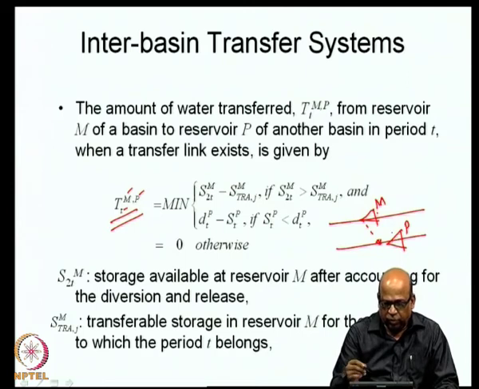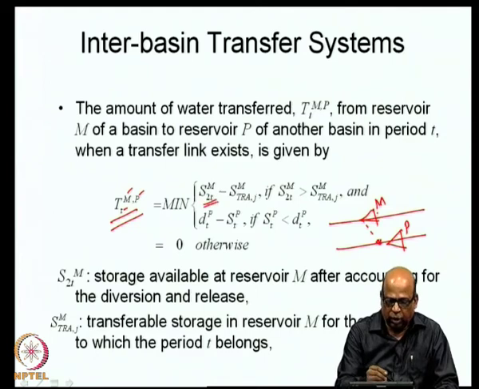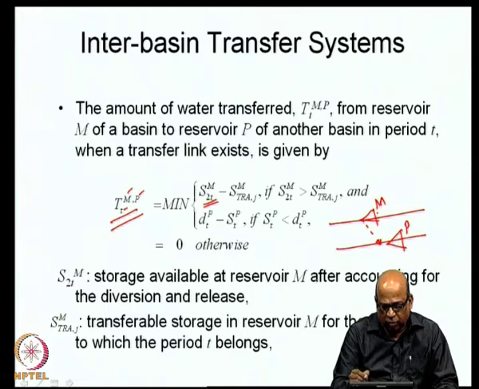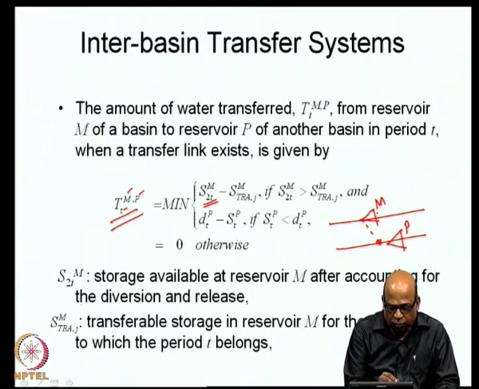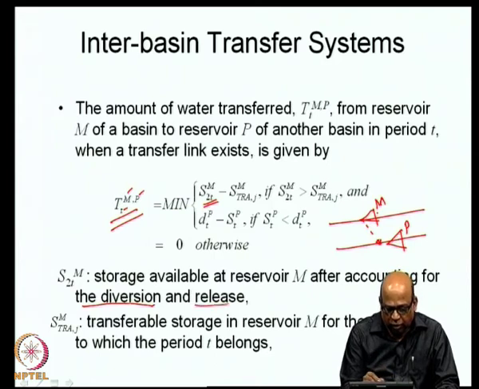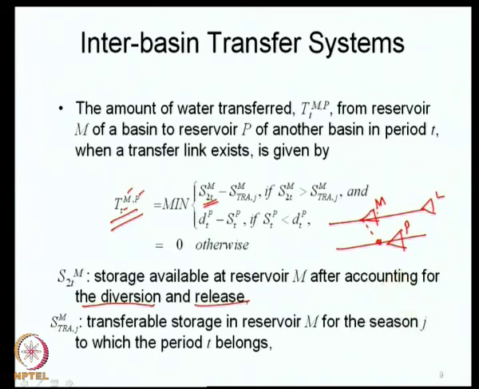Now, this transfer now, we are now introducing S2T at M. So, S2Tm is the storage available at reservoir M after accounting for the diversion. By diversion I mean meeting its own demands, and release. Release is the release for the downstream reservoirs of the same basin. So, we have met its own demands, we have met the demands for the downstream reservoirs L, and still we are in excess of water, then we look at the transfer. So, that is the amount of transfer.